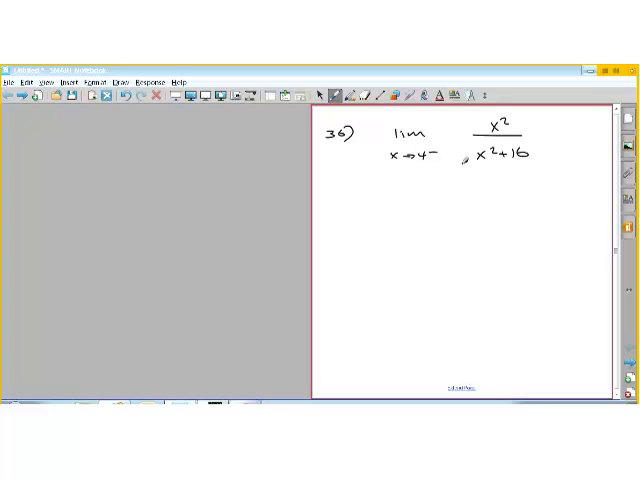You just say there's no vertical asymptote, and therefore, I just plug the number in and see what I get. So I just plug in x equals 4. And so the limit as x approaches 4 from the negative side is just equal to 4 squared divided by 4 squared plus 16, which is 1/2, because 16 divided by 32 is a half.